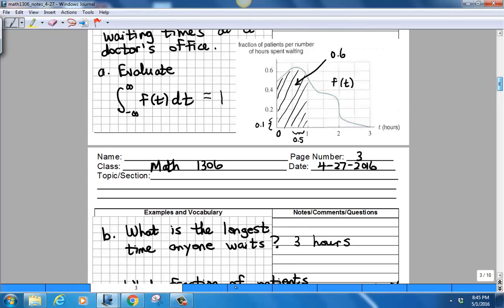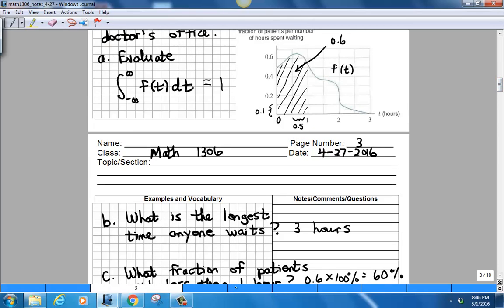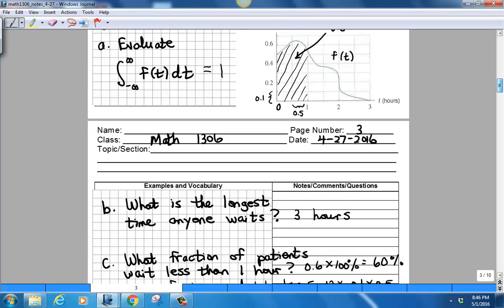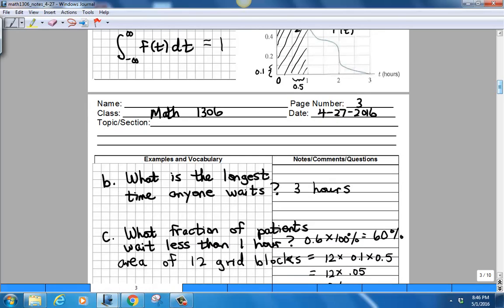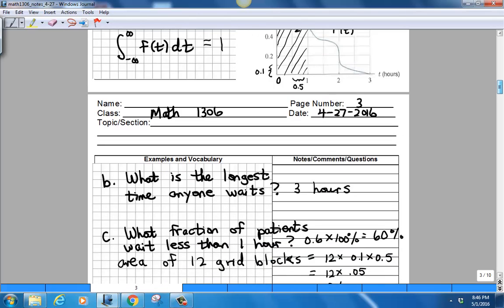So my initial guess of about 50%, when I was just eyeballing it, looks like that's a little bit inaccurate. It's actually maybe closer to 60%. So about 60% of the total area under this curve is between 0 and 1, or about 60% of the patients would wait less than 1 hour. So you get the idea there, a little bit of how density functions work.